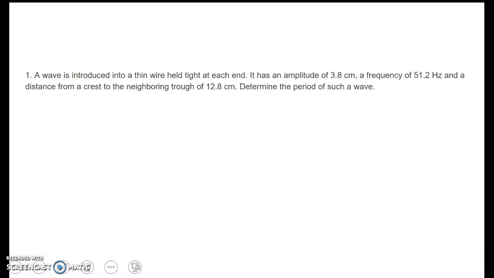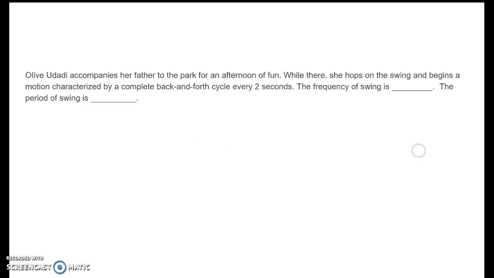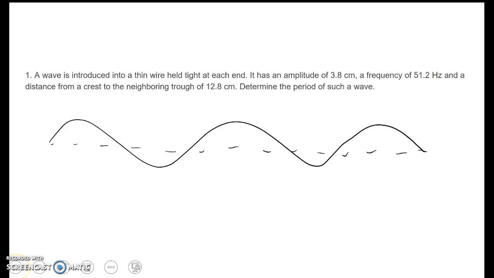So, for example, we've got a wave, and it has an amplitude. So let's try to draw this. It's held by a thin wire at each end. So I'm going to use transverse, and then this is going to be my rest position. Not too far. Here to here is 3.8 centimeters. The frequency is 51.2 hertz. And the distance from crest to trough, so from here to here, is 12.8 centimeters.